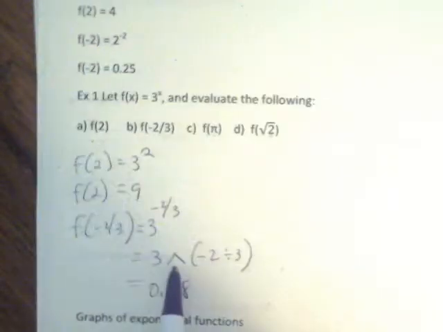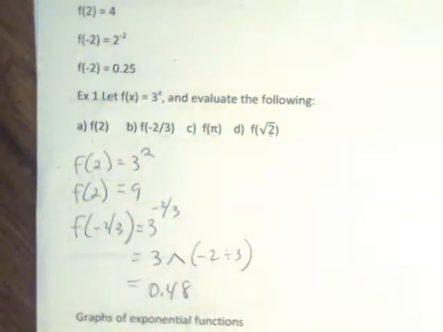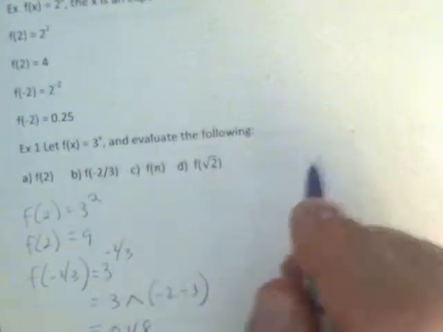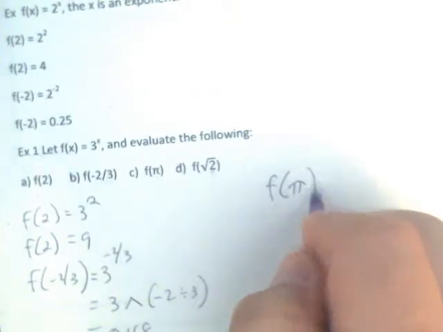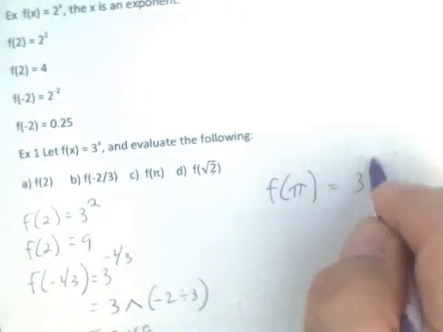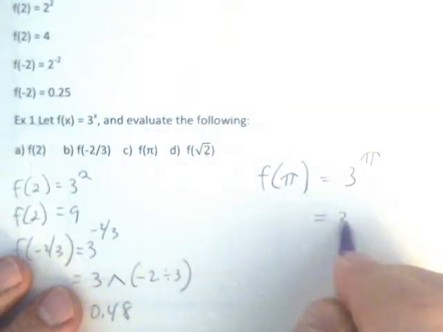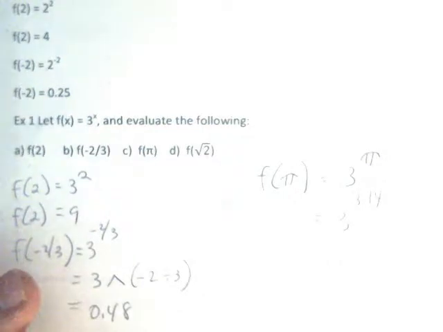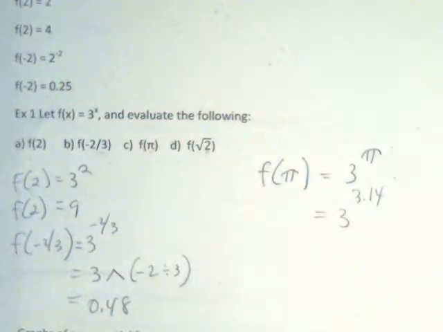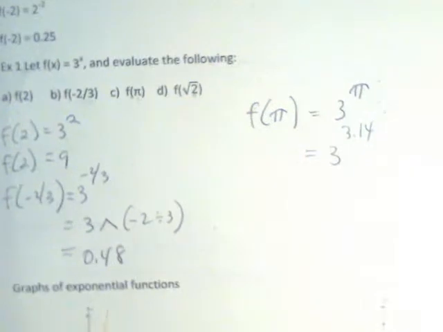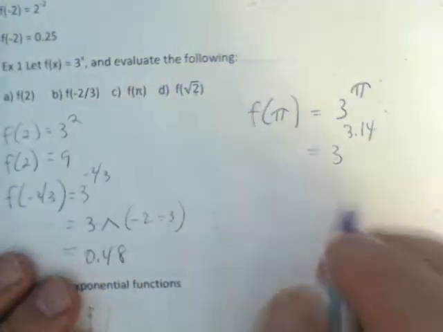Now, you may have a y to the x button, whatever button you use to raise to a different exponent other than squaring is what you've got to use. Now, f of pi is 3 raised to pi. Most of you have a pi button on your calculator. You can certainly use that, or you can use 3.14 for pi. Either way is fine. And you should get 31.5 roughly.